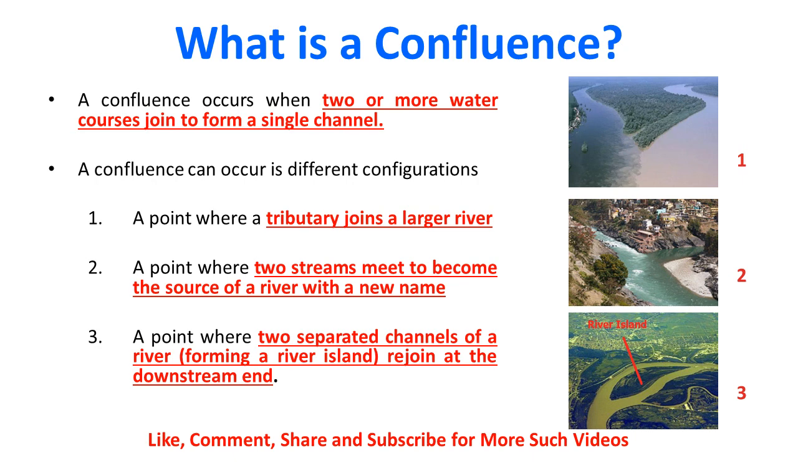Then there is another type of configuration wherein two separated channels of a river, forming a river island, join at the downstream end. As you can see in figure 3, there is one river flowing, then it gets separated because of a river island or some other ground, and then they meet again. So that is also a place of confluence, where two separated channels of the same river rejoin at the downstream end. These are the three types of confluences we know, wherein two water courses join to form a single channel.